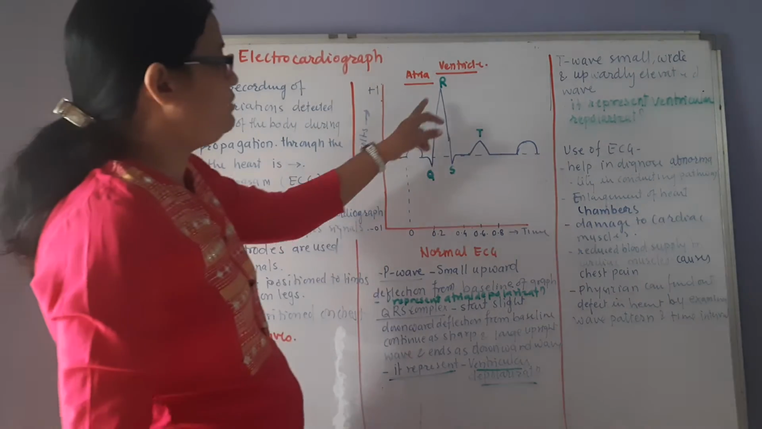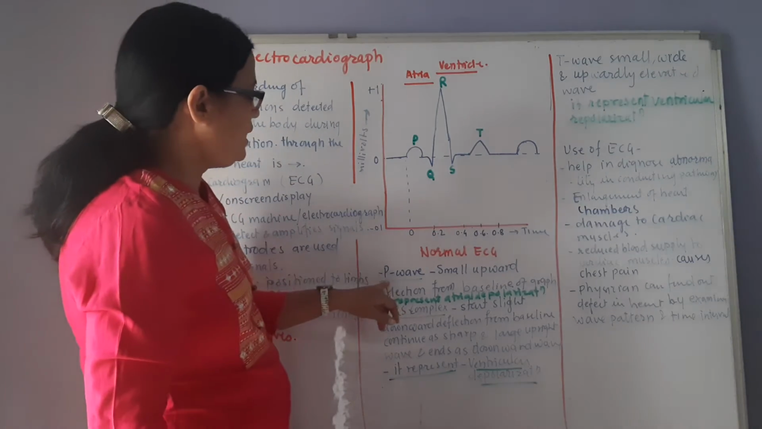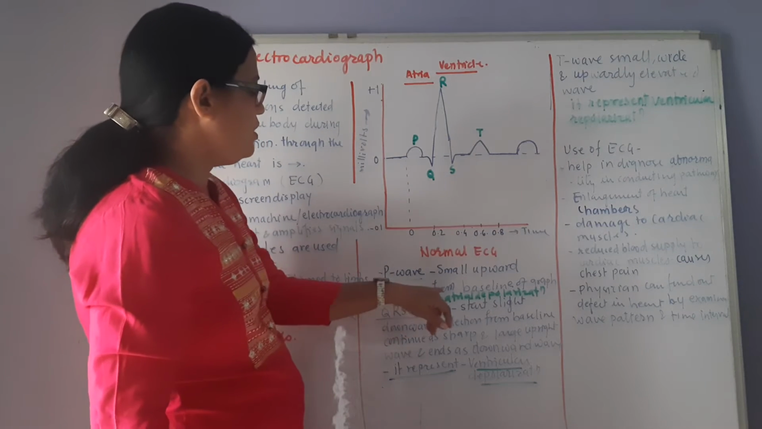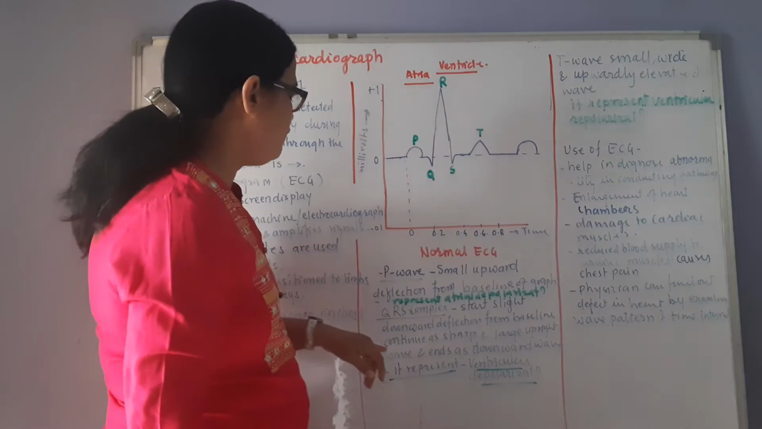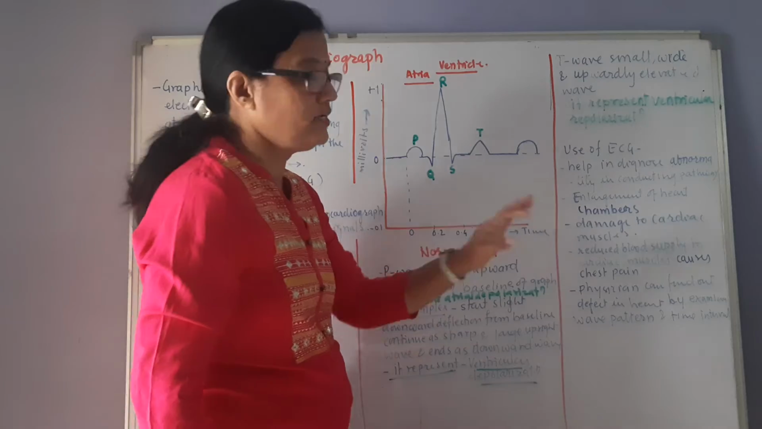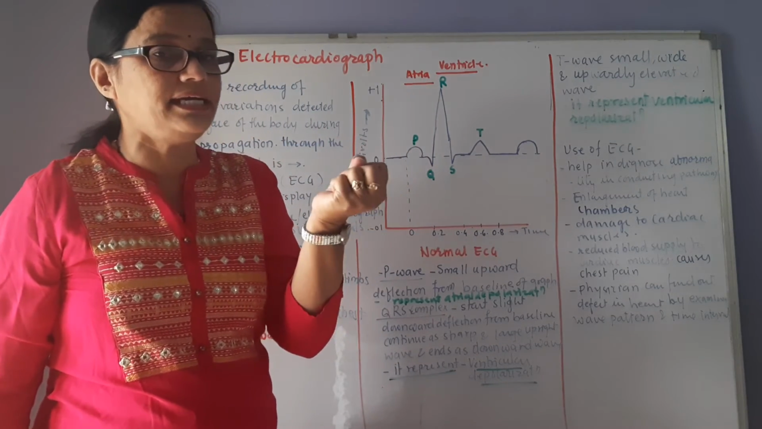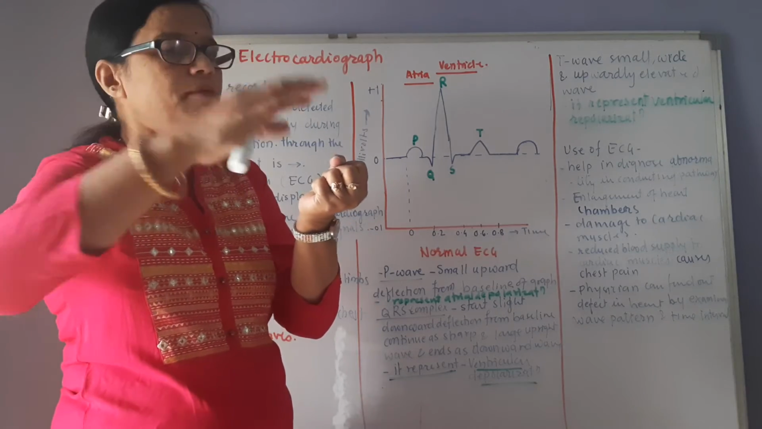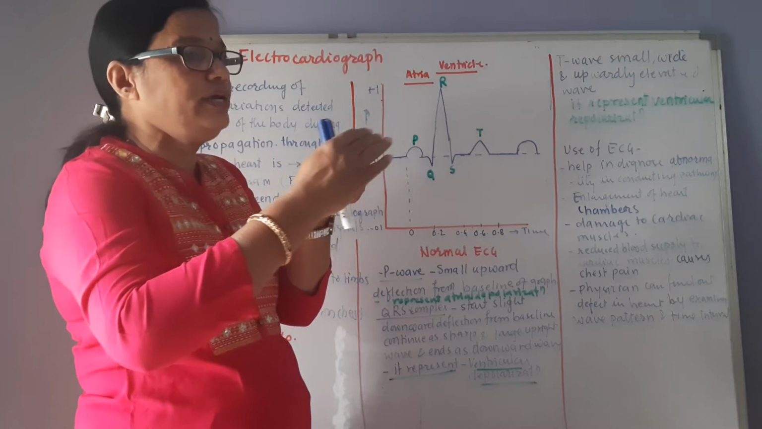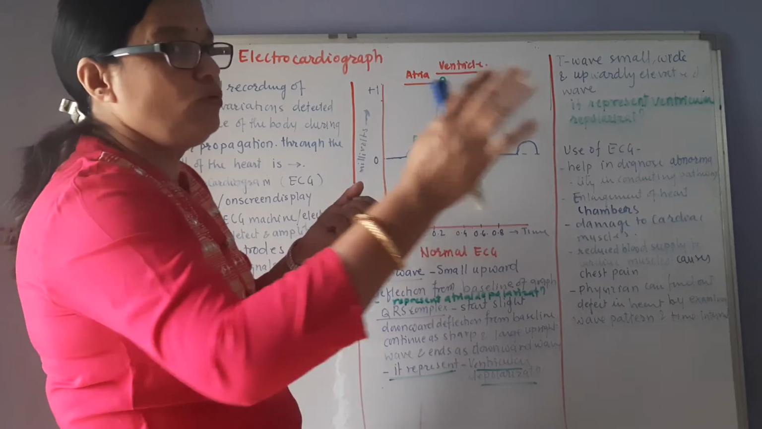Let us see what these P wave, QRS complex, and T wave indicate. The P wave is a small upward deflection from the baseline of the graph, and it represents atrial depolarization. So when the atria contract, the waves are passing throughout the atria. So the waves are going outside. That is called the depolarization.